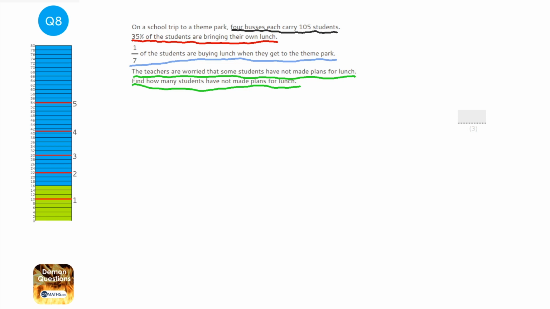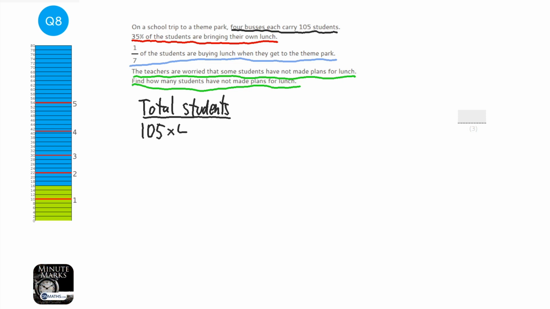So let's do the first thing first, and let's work out the total amount of students, and show the examiner what you're working out each time. So we're going to do 105 times by 4. You can do that any method you want, but it's going to be 100 times 4 is 400, 5 times 4 is 20, so it's going to be 420 students. So we've got 420 students in total.